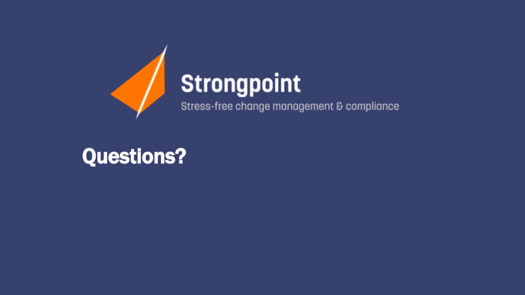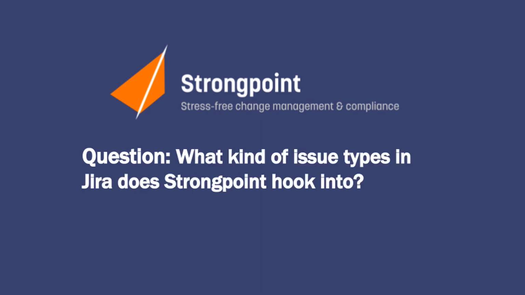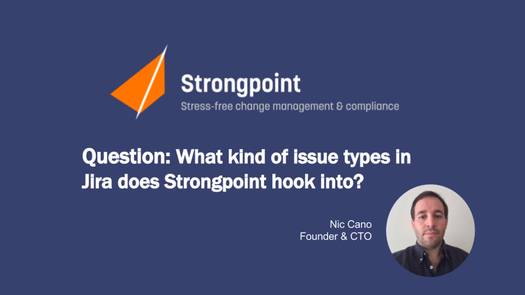The first question asks about JIRA. It says the JIRA integration looks fantastic. What kind of issue types in JIRA does Strongpoint hook into? So that's the great thing about the integration. You can define whatever type of issue or whatever type of objects you are using in JIRA, and say these are my starting point in JIRA, for example, a ticket or a story or an epic or whatever you are using, and from there you integrate directly with the change request.